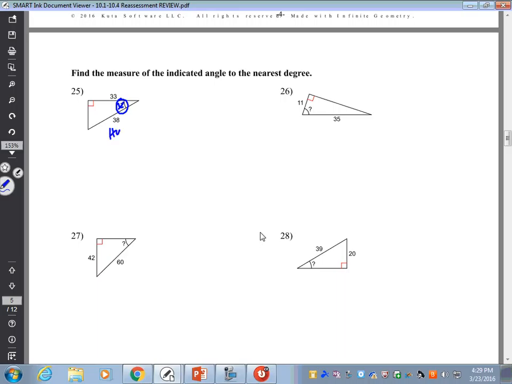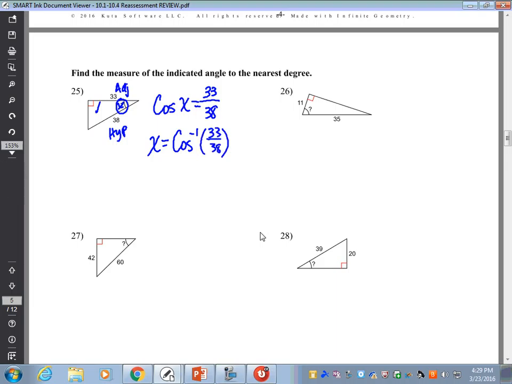38 is the hypotenuse. 33 is the adjacent because it's next to what we circled. What trig ratio deals with adjacent and hypotenuse? Cosine. So you write cosine of x, so we're looking for labeling correct. Cosine of x equals adjacent 33 over hypotenuse 38. Because x is on the inside and we're trying to find the angle inside, you need to do the inverse to get to the answer. So x equals cosine -1 of 33 over 38.